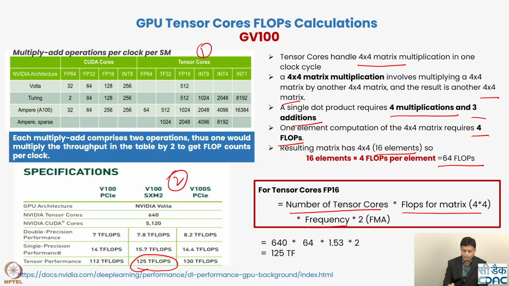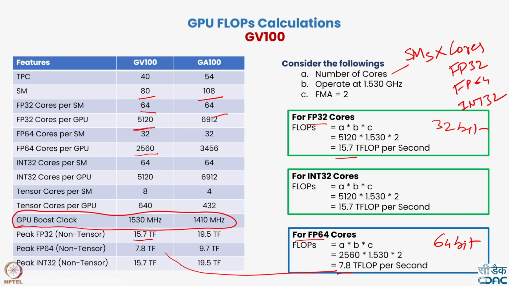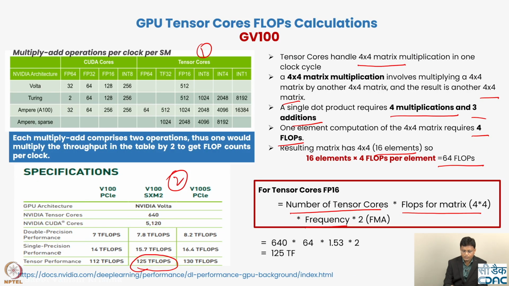Next parameter is the frequency. Obviously, we cannot ignore it, because every device works on a frequency, and if I am talking about FMA, it always computes 2 operations per cycle. As per the previous table, you can see how many tensor cores are available in the GV100 card, that is 640 cores. This value 640 should be multiplied by 64 because of the flops for the 4 by 4 matrix, and the frequency we know is 1.5 gigahertz, and FMA is 2. So, it gives me around 125 teraflop.